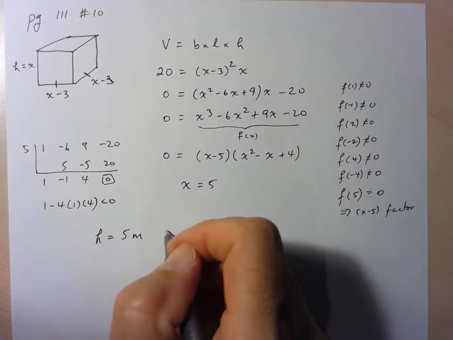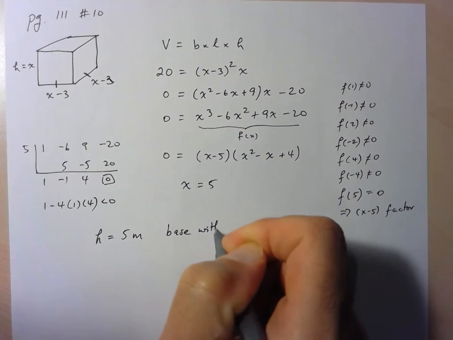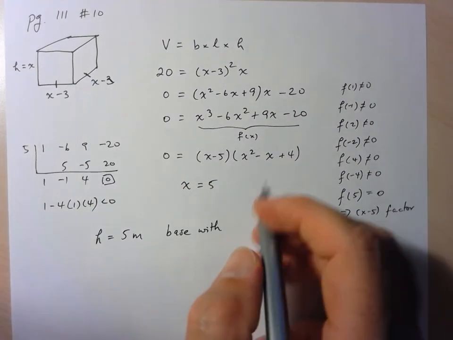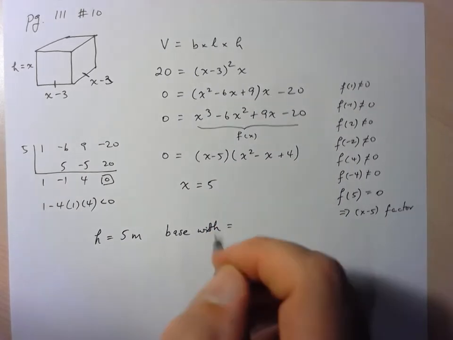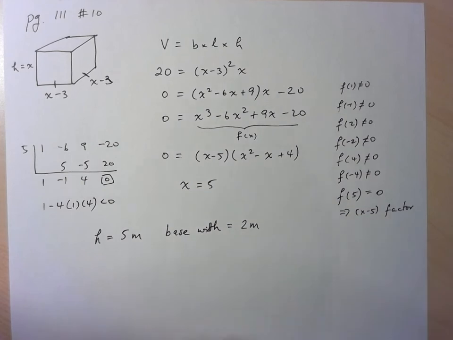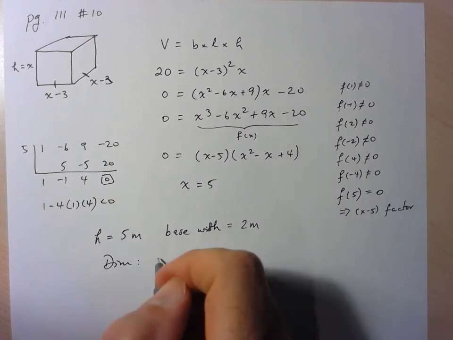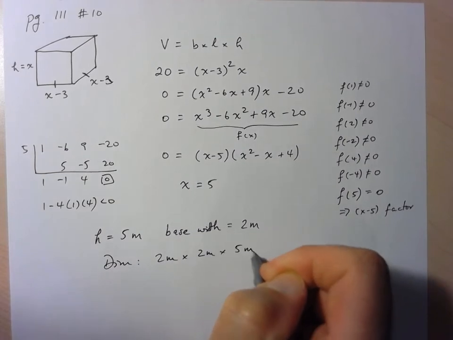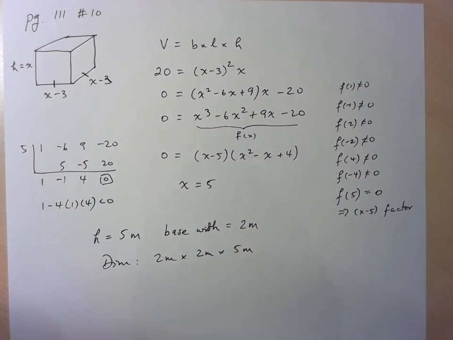Okay, and then the base width, which represents both the length and width of this box, is just going to be equal to 5 minus 3, 2 meters. Okay, so the dimensions of this box, if we want to write it out in that way, are 2 meters by 2 meters by 5 meters. Although this above would be fine because you've specified all the important dimensions.